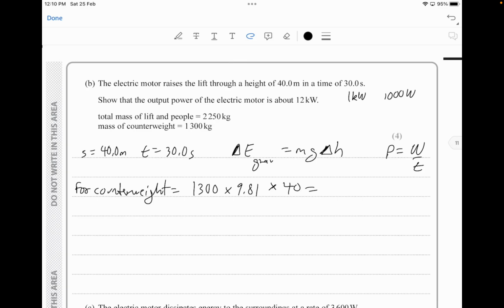So 40 m. If you plug those values into your calculator, you're going to get an answer of about 510,120 joules. Now for the lift, you're going to use the same formula. We know the total mass of the lift and the people is 2,250 times 9.81, which is the gravitational field strength, times the height, which is again 40.